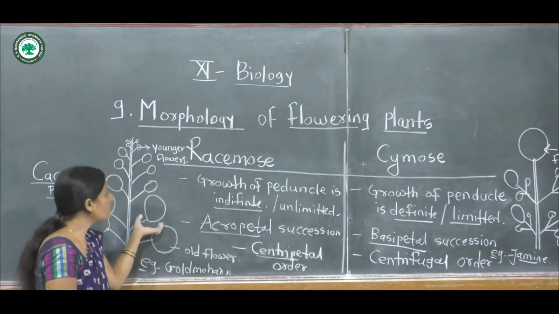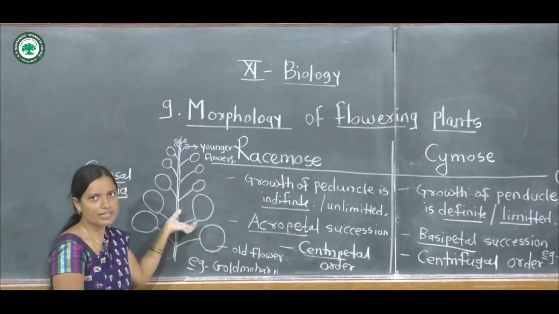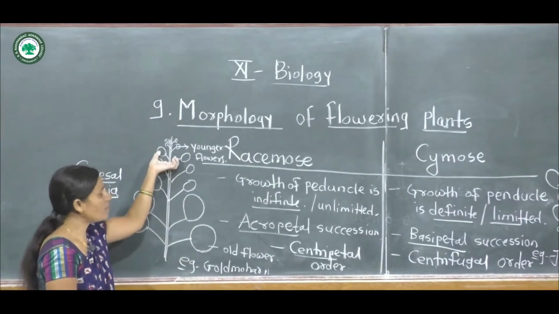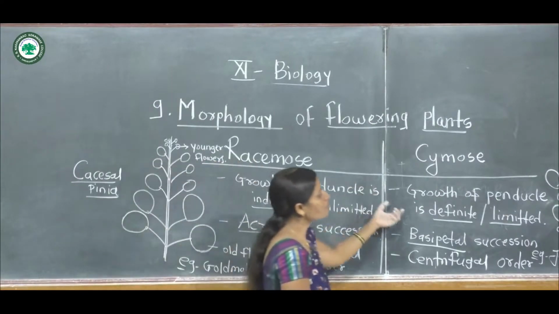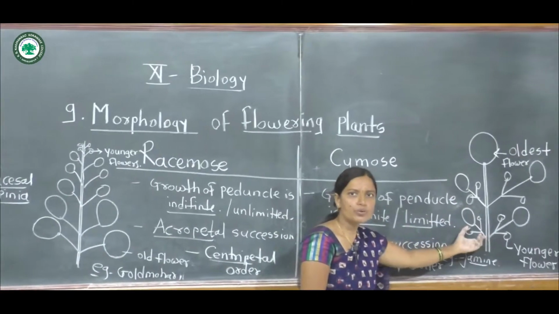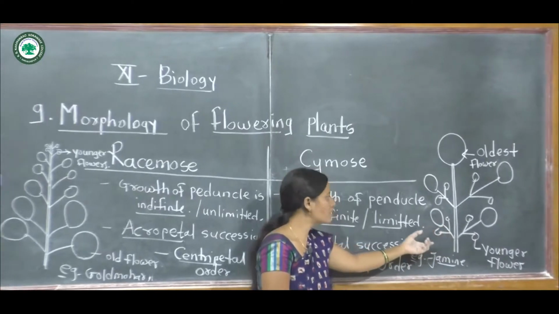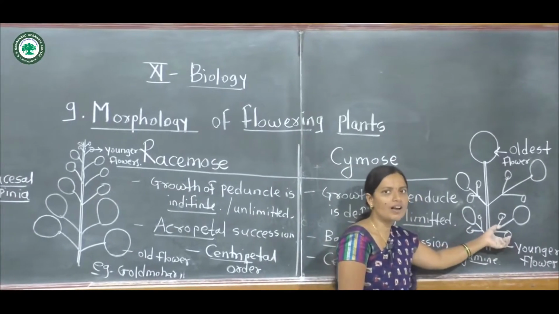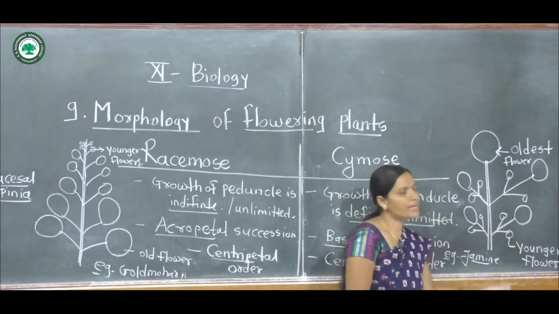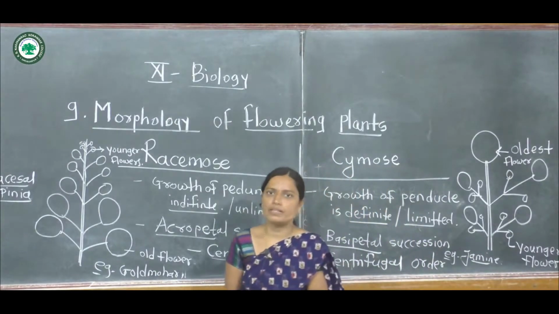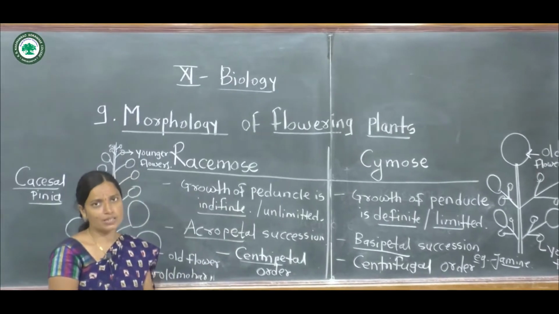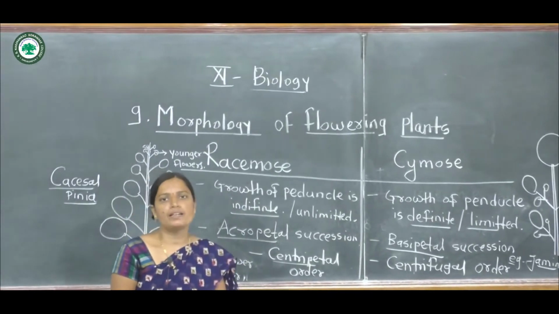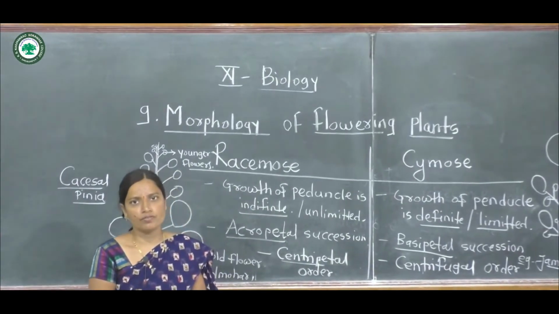The main difference means the oldest flower is present at the base and the younger flower at the apex in racemose, and cymose inflorescence is opposite to the racemose inflorescence: at the base the younger flower is present and at the apex the older flower is present. These are some differences of the racemose and cymose types of inflorescence.